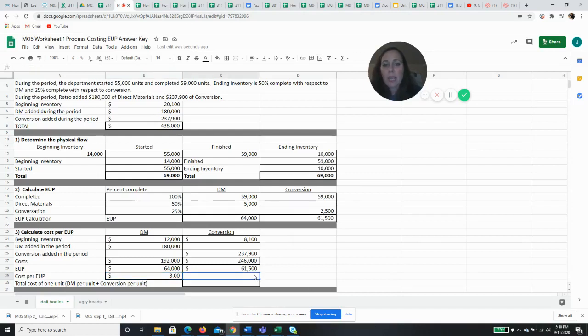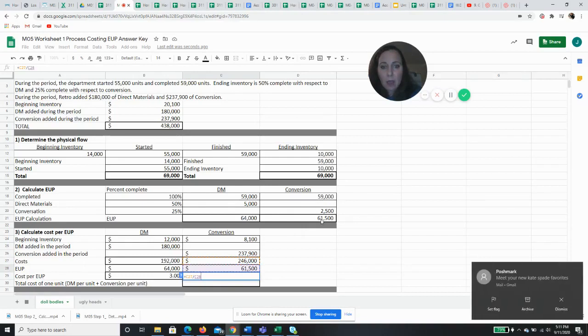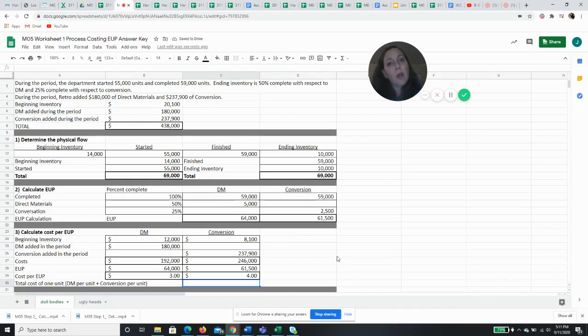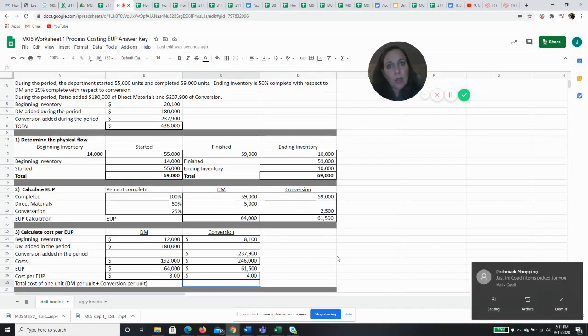So now I'm going to do the same thing for conversion. I'm going to take my total cost of 246,000 divided by my EUP, which is from right here, and that's going to be $4 a unit. So in this department, I spend $4 of direct labor and factory overhead on every completed unit.